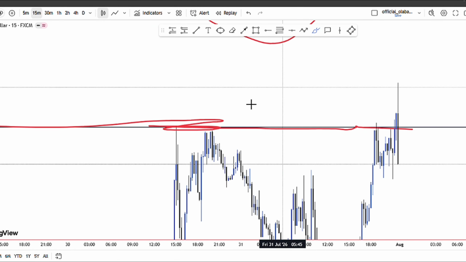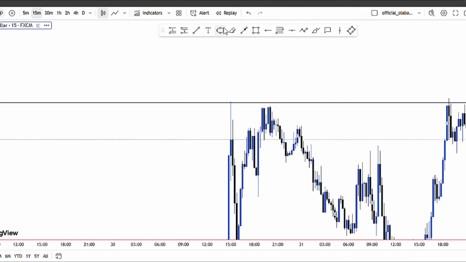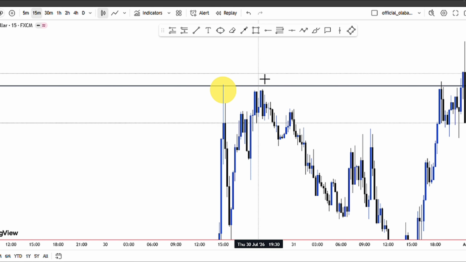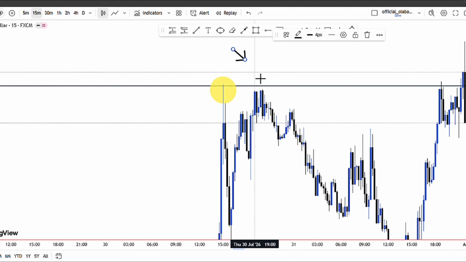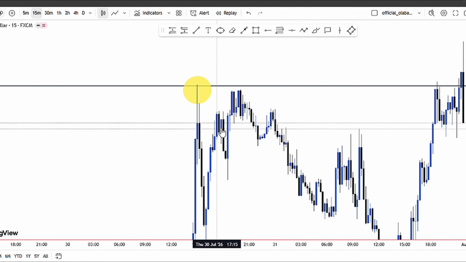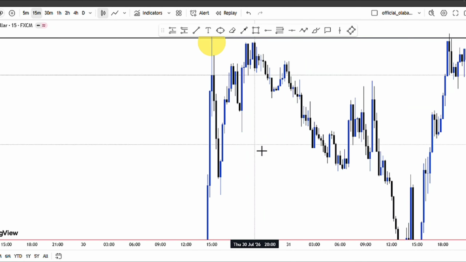So the market is rejecting off from a key level, which is this one right here. This one has been met, right? Two, we need a valid liquidity sweep.